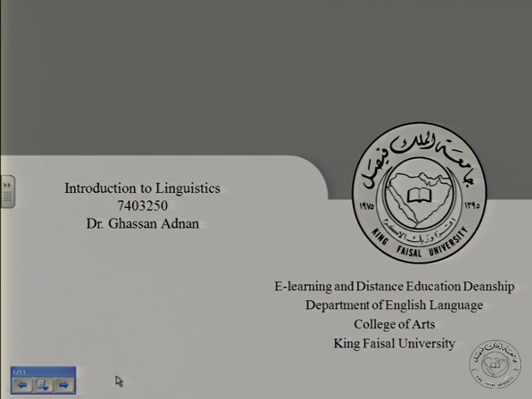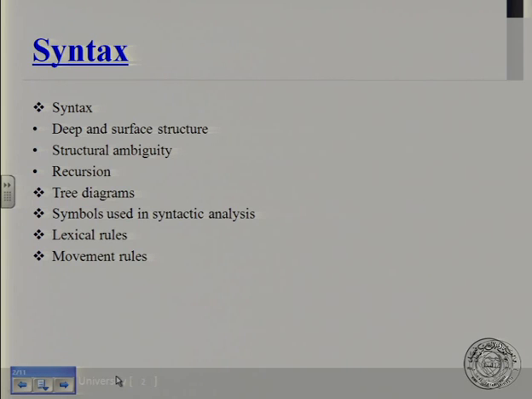Dear students, today we will speak about syntax, the meaning of syntax and the two different structures, deep and surface structure, structural ambiguity, recursion, tree diagram, symbols used in syntactic analysis, lexical and movement rules.